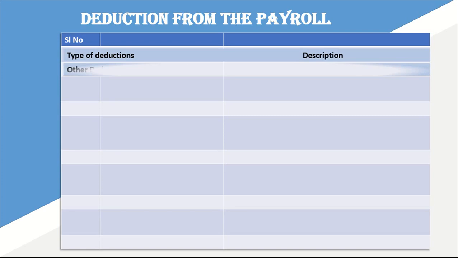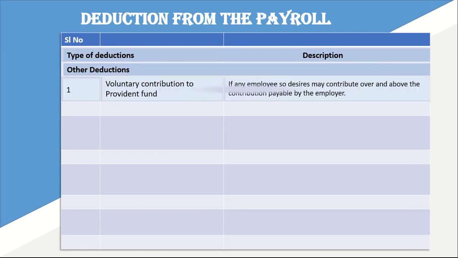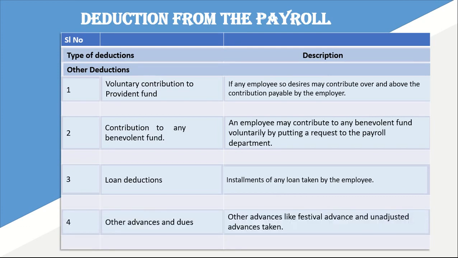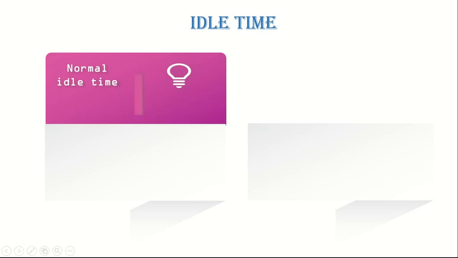Other deductions. Voluntary contribution to Provident Fund. If any employee so desires, he may contribute over and above the contribution payable by the employer. Contribution to any benevolent fund. An employee may contribute to any benevolent fund voluntarily by putting a request to the payroll department. Loan deductions. Installments of any loan taken by the employee. Other advances and dues. Other advances like festival advance and unadjusted advances taken.